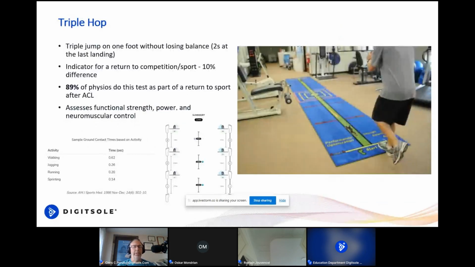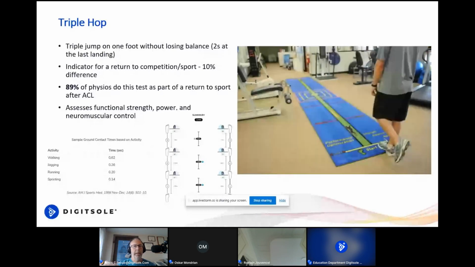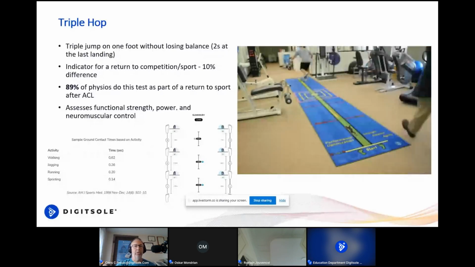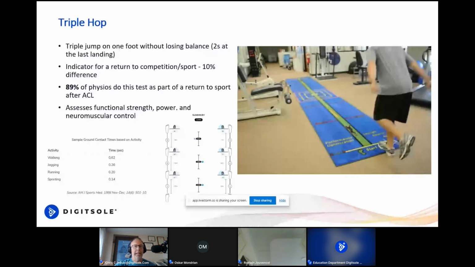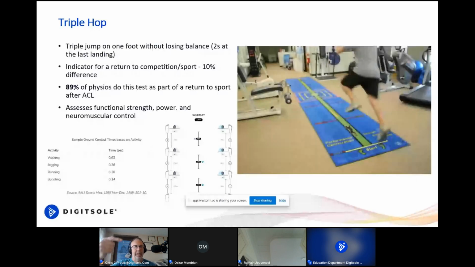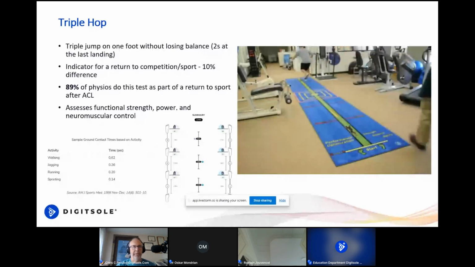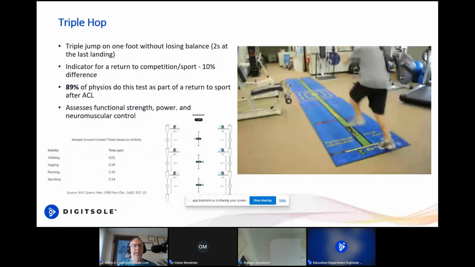The next one is going to be the triple hop. The triple hop gives us a maximal evolution, right? So we're using displacement horizontally, which is a little bit different than just the vertical jump height. This one incorporates some motor skill, right? Because they need to be able to be in control. And on that last hop, they need to land and what we call stick that landing, which is to be able to remain stationary for 2 seconds without falling from side to side, without falling forward or backward, or doing an extra hop.